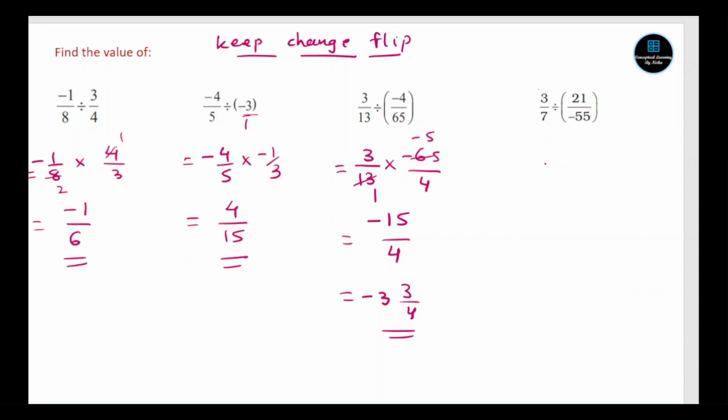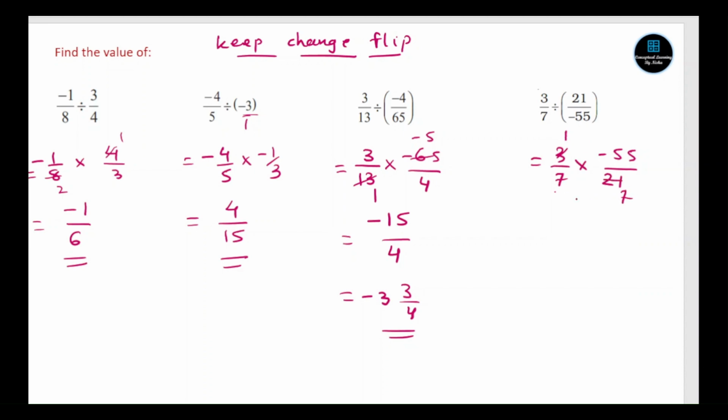I'm hoping that you are solving along with me. Okay? Now keep the first number. Divide, change the sign to multiplication and flip the number. So minus 55 over 21. Now see, I can cancel out this. 3 1 times, 3 7 times.